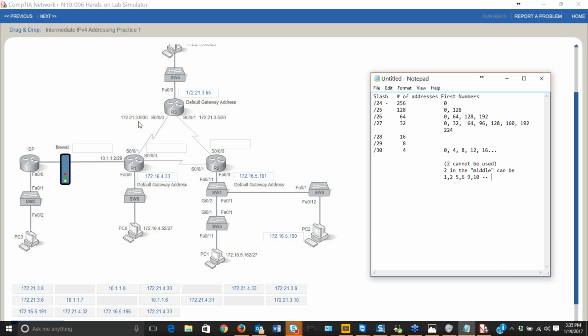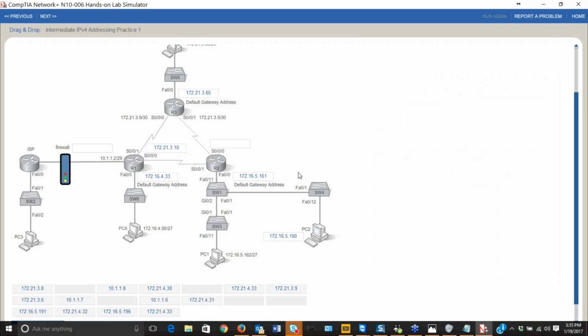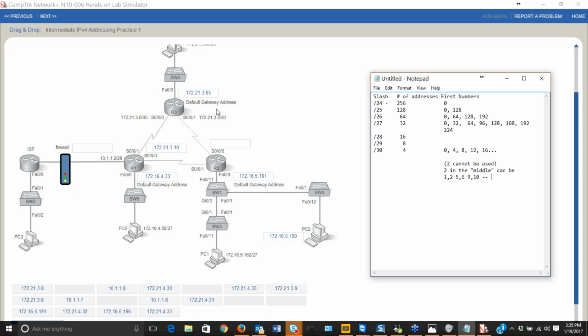Okay, so this actually becomes pretty easy then, because this is 21.3.9. What's the only other address available for this little subnet here? There's only one more address it can be. It's 10. Yeah, okay, so let's try this in. Same thing over here. If this is a slash 30, let me get that notepad back up for you here. If this is a slash 30, and the first number is 5, then the next one has to be what? There's only one other address it could possibly be. Augustine says 6. Augustine is correct.